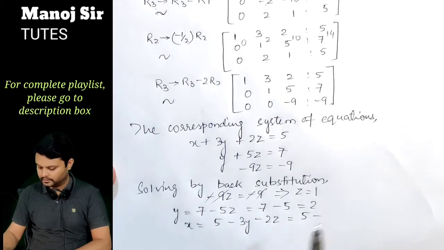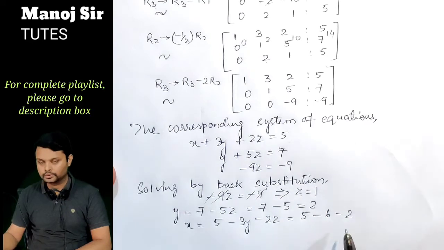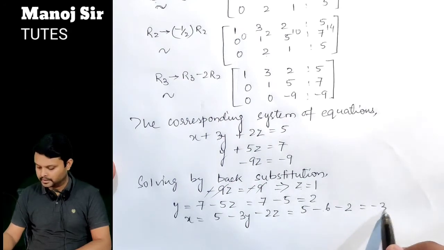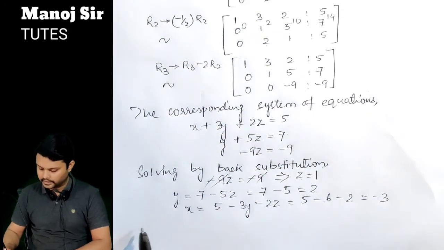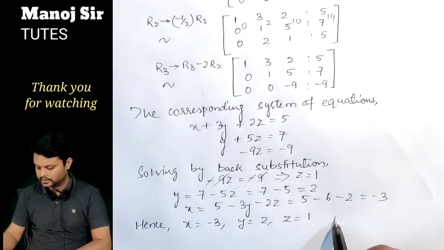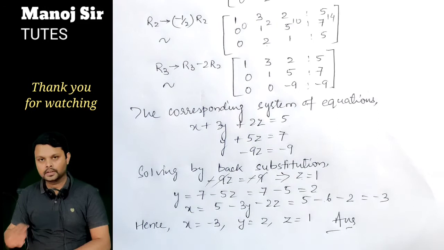Again, 5 minus 3 into 2, because the value of y is 2. So 3 into 2, that is 6, minus 2 into z, that is 2 into 1, that is 2. Now here minus 6 minus 2, that is minus 8. 5 minus 8, that is how much? Minus 3. So hence x equals minus 3, y equals 2, and z equals 1 is the final solution of the given set of equations.